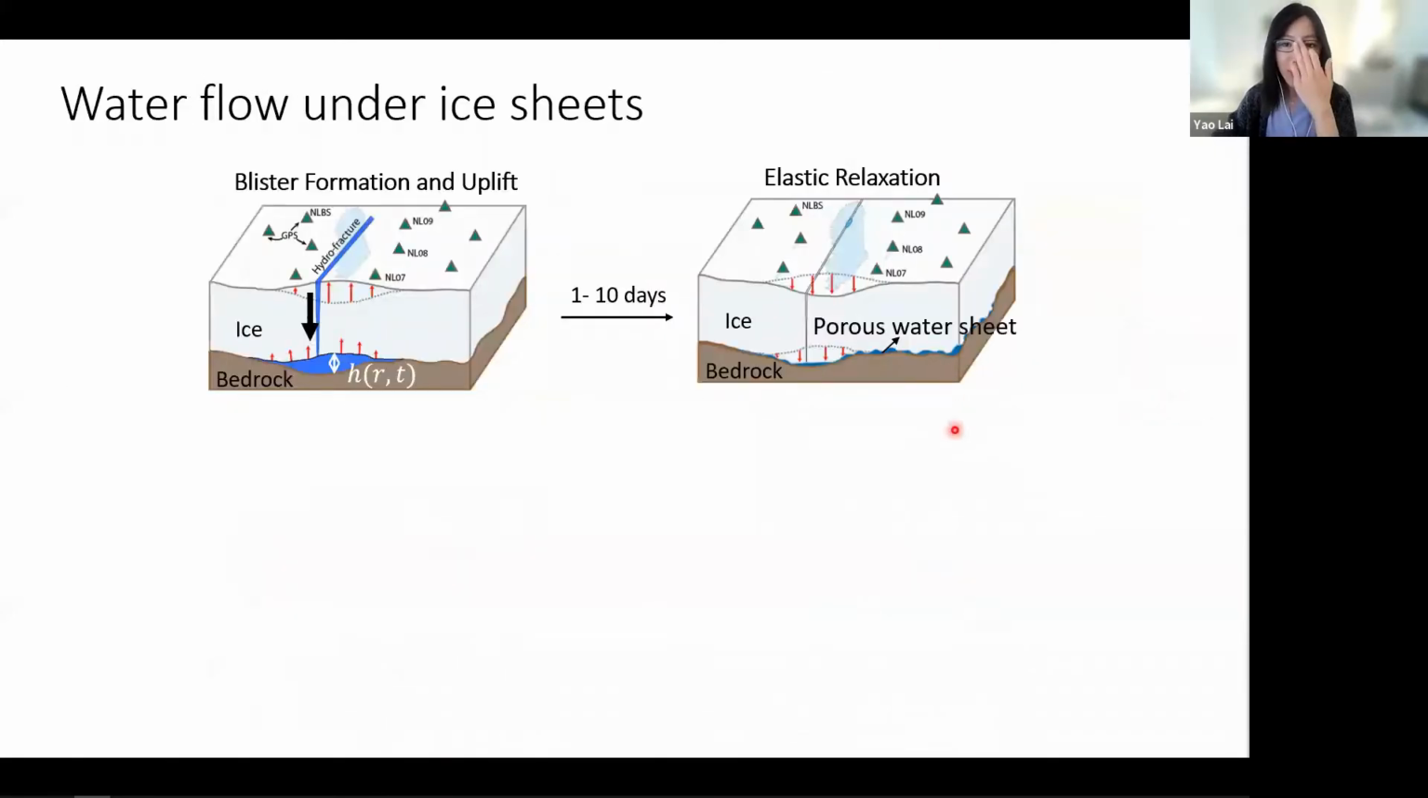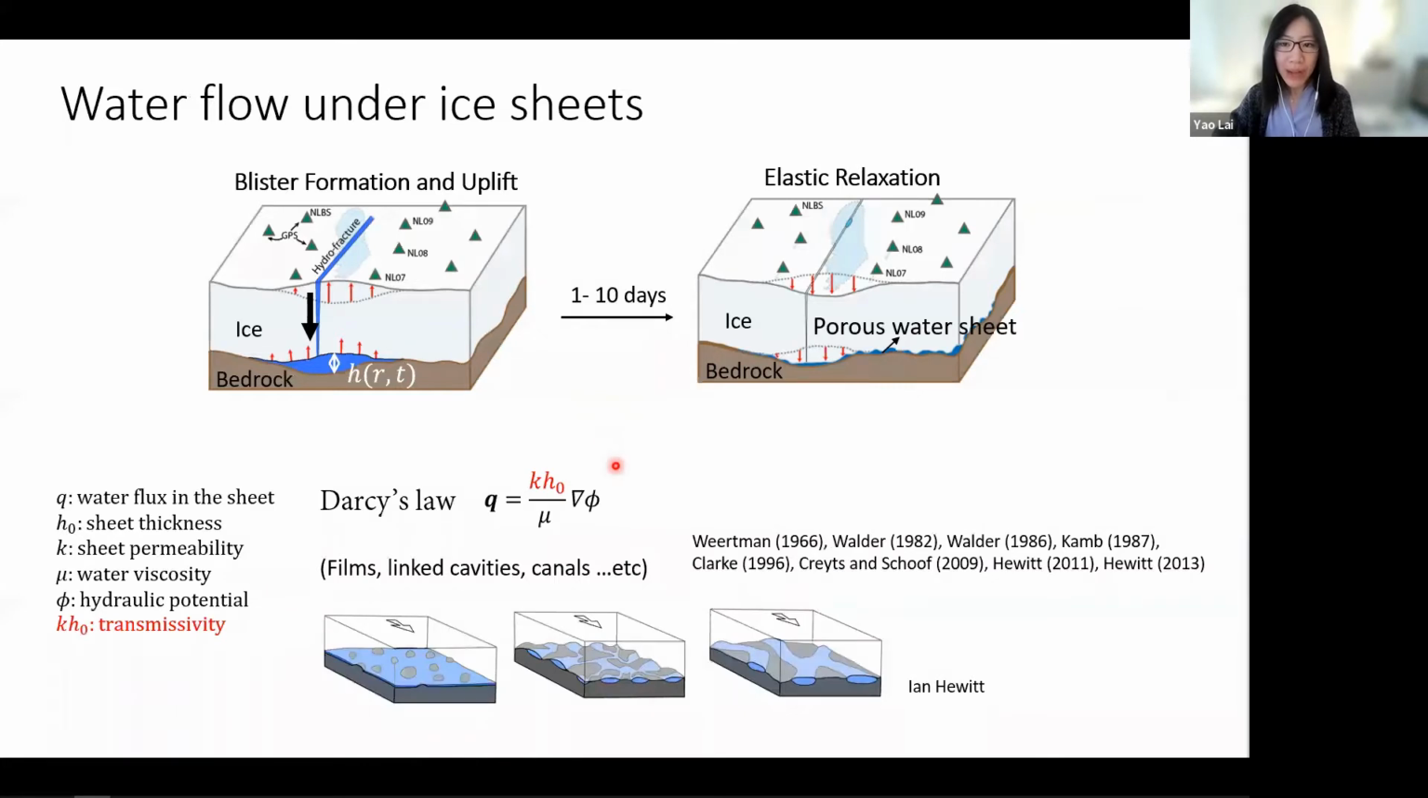So Ian gave a beautiful talk about the evolution of the water flows beneath the ice sheet. And here I'll just treat this water flow as a porous media flow. Darcy's law has been used for several types of drainage morphologies, such as films, linked cavities, and canals. The drainage efficiency of water flows beneath the ice can be described by hydraulic transmissivity, which is the permeability K times the thickness of the water sheet, H naught.